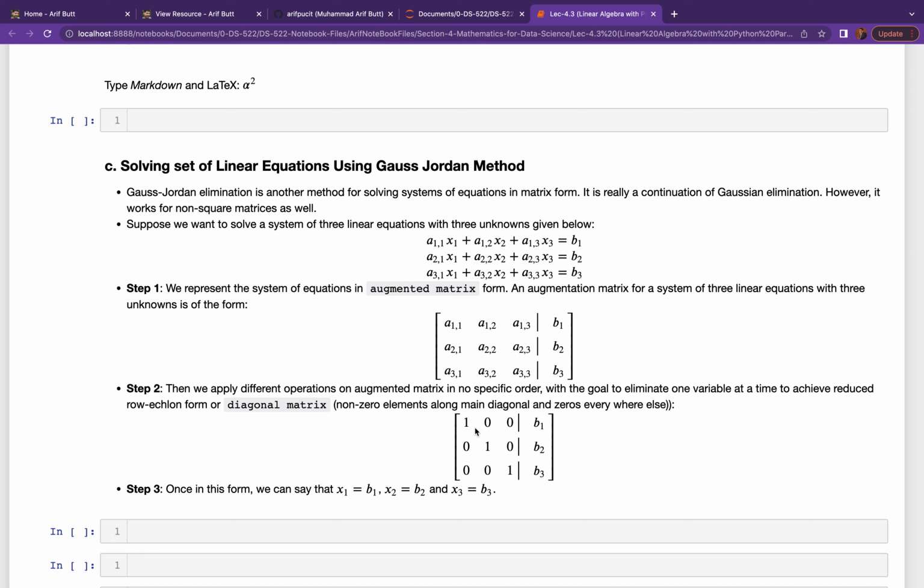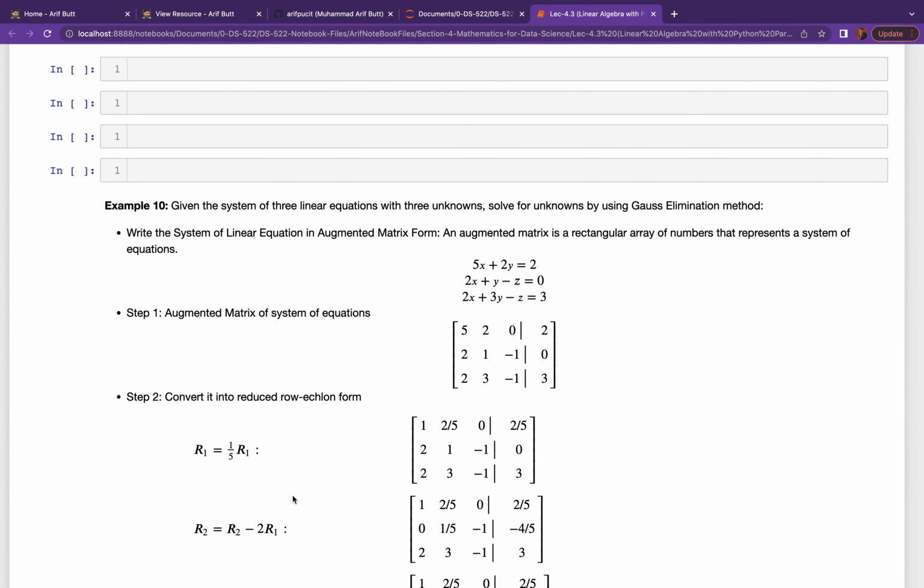Well, Gauss Jordan elimination is a continuation of Gaussian elimination. Its advantage is that it works for non-square matrix as well. This is also a three-step process. In step 1, we represent the system of linear equation as augmented matrix as usual. In step 2, we apply different operations on augmented matrix in no specific order again, and convert it into a diagonal matrix as shown over here. So this time we have converted into a diagonal matrix, also called the reduced row echelon form. And the step 3 is pretty straightforward. That is, we don't need to do the back substitution as was the case with Gaussian elimination. So this is the technique.